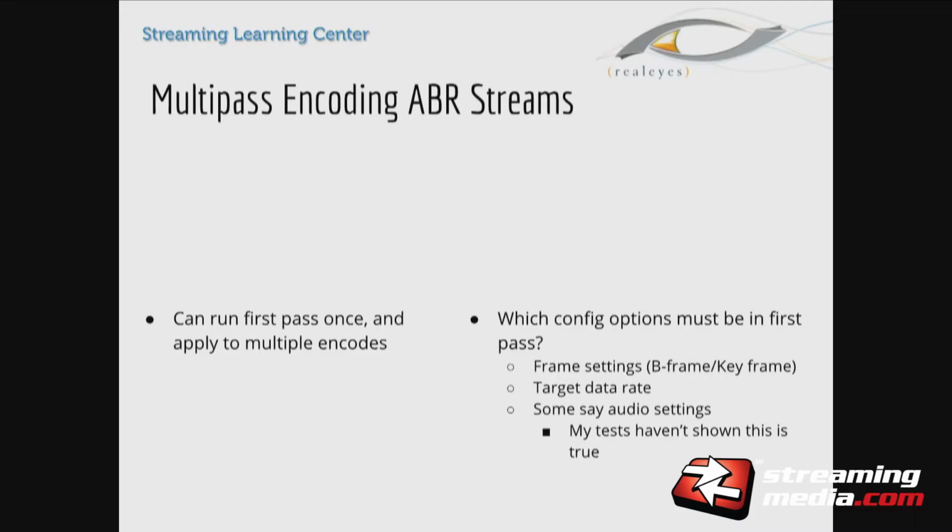Okay, so when you produce ABR videos, you encode multiple times. Now, you can run the first pass once, and the first pass takes a while. So if you run the first pass once and then encode all the other files from that pass, you can save time, right? Because you're otherwise repeating the first pass for every file you're encoding other than the first one. The question is, which configuration options do you put in the first pass?